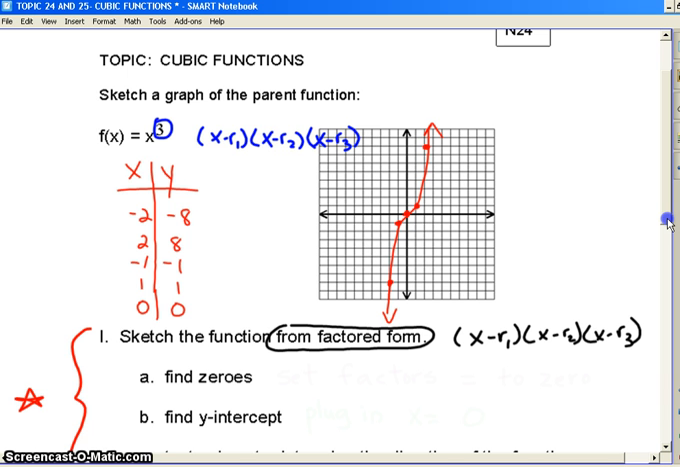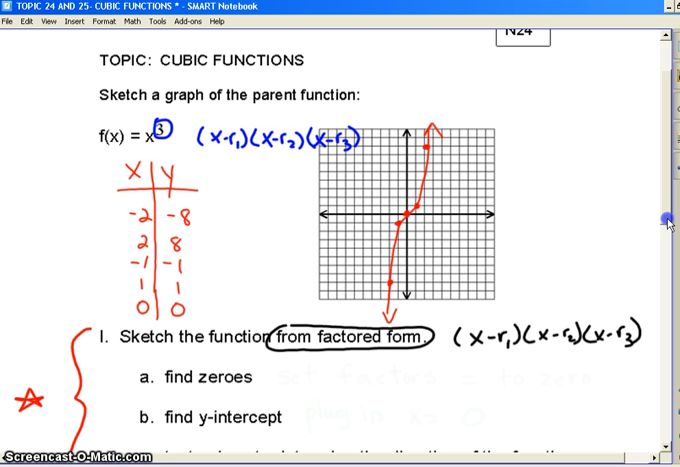What if your exponent was a 2? You'd have 2 roots. Okay? What if it was a 1? It's just going to cross x one time. That's your linear graph. Okay? If it was a 4, you'd have 4 roots, and so on.